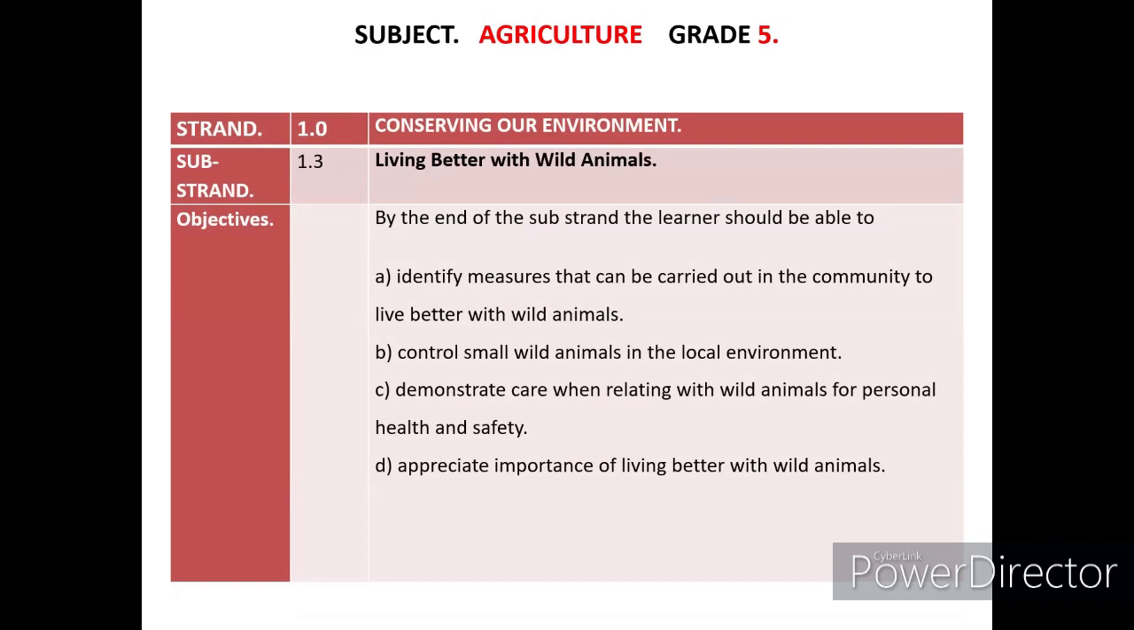Objectives: by the end of the substrand, the learner should be able to: A. Identify measures that can be carried out in the community to live better with wild animals. B. Control small wild animals in the local environment. C. Demonstrate care when relating with wild animals for personal health and safety. D. Appreciate importance of living better with wild animals.